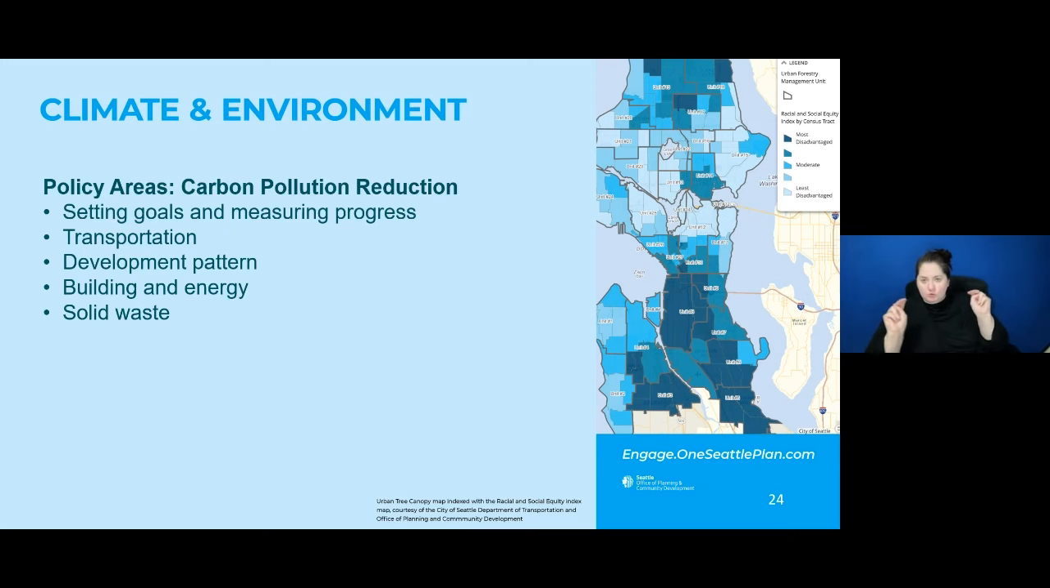working toward that goal, and also reflects that it's not just transportation that contributes to greenhouse gases, but also other sectors of what the comp plan touches on, like our buildings and our development pattern, energy systems, and even solid waste that all emit greenhouse gas carbon pollution gases.